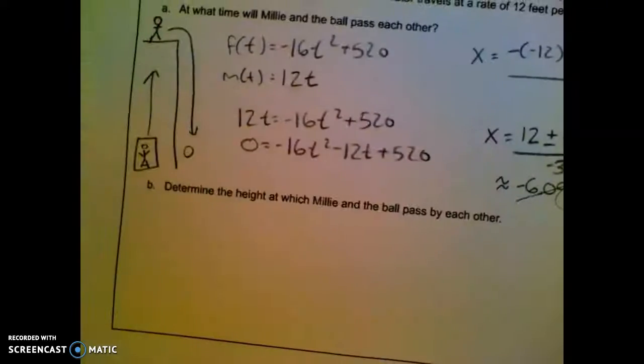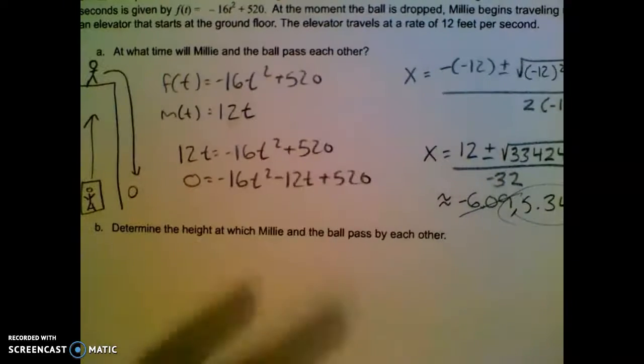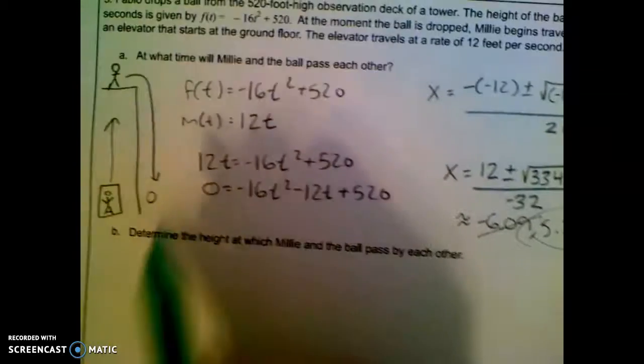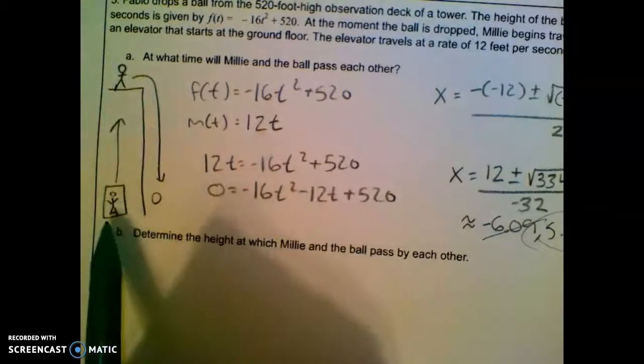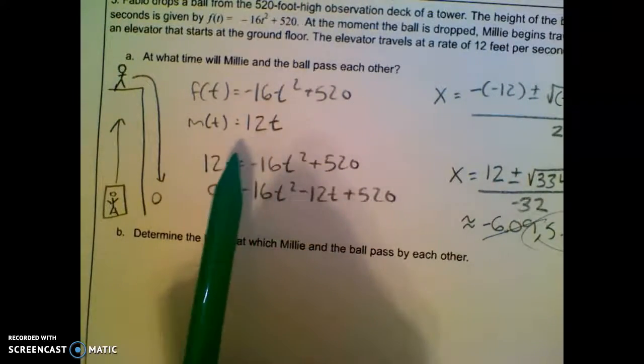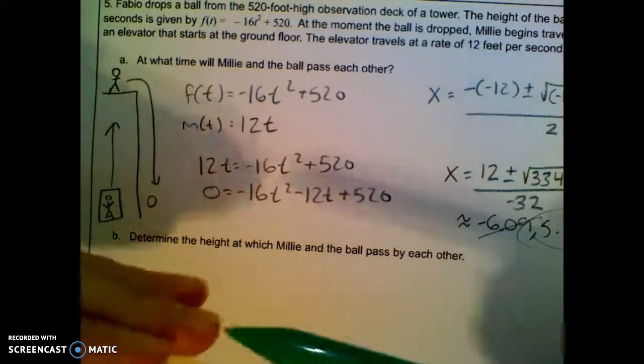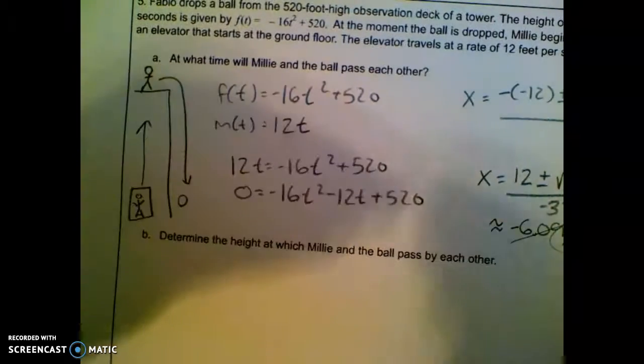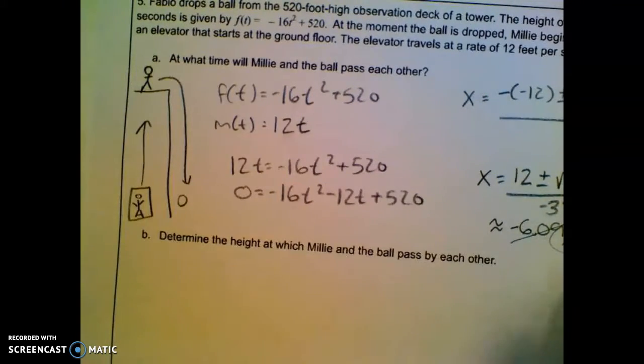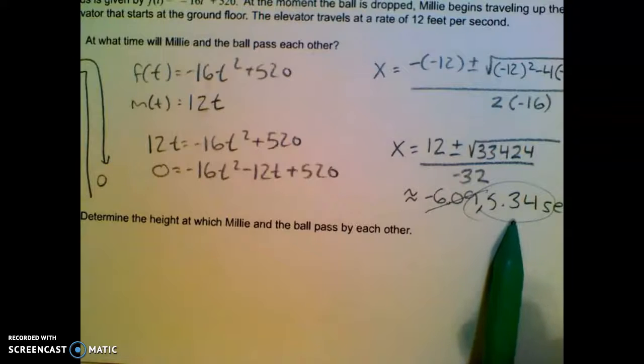Okay, hopefully I did not explain that too jaggedy, but I just found an equation for the ball, found an equation for Millie. Setting them equal is saying when their time is equal, when their height is equal. That intersection point, height and time will be the same. So I found the time to be 5.34 seconds.